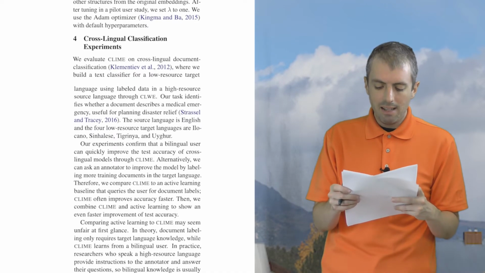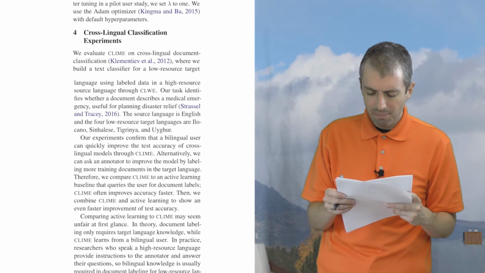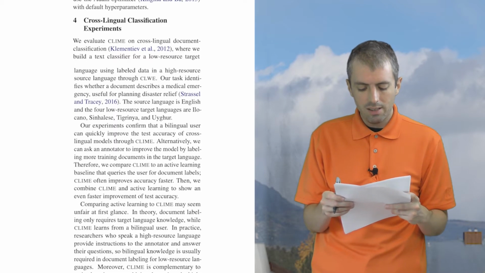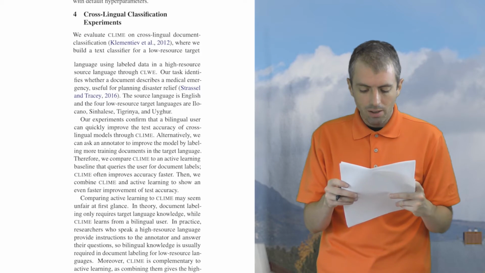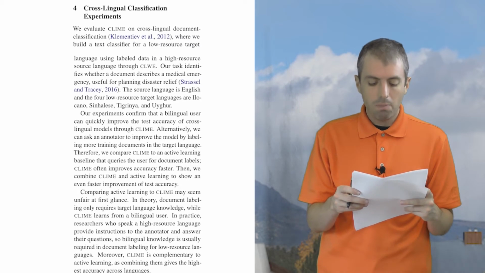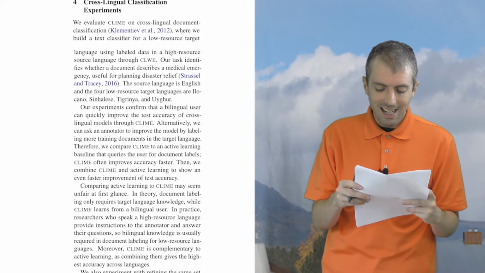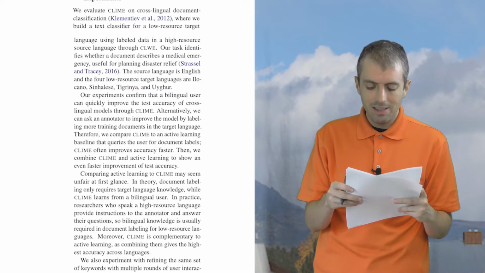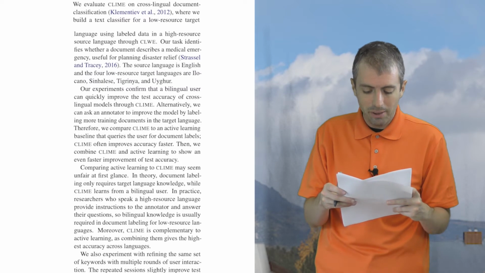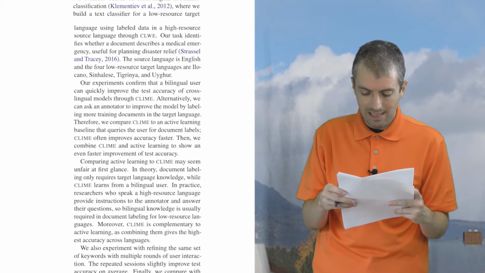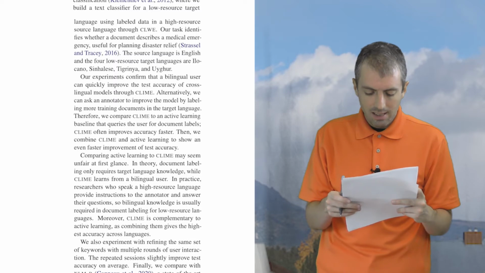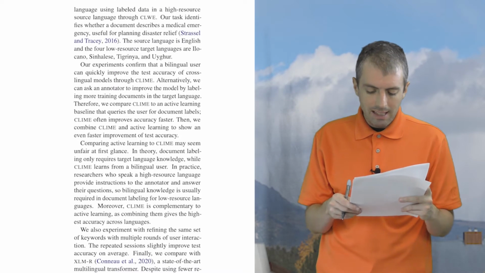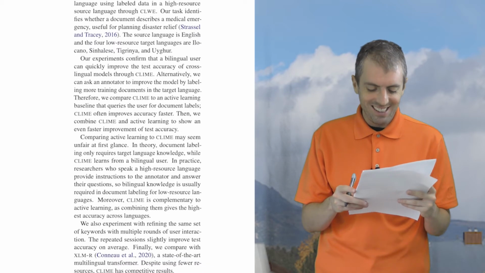Comparing active learning to CLIMB may seem unfair at first glance. In theory, document labeling only requires target language knowledge, while CLIMB learns from a bilingual user. In practice, researchers who speak a high-resource language provide instructions to the annotator and answer their questions. So bilingual knowledge is usually required in document labeling for low-resource language development. Moreover, CLIMB is complementary to active learning, as combining them gives the highest accuracy across languages.